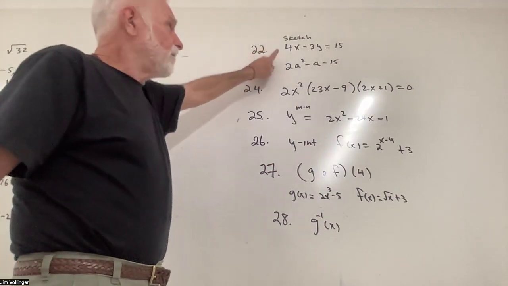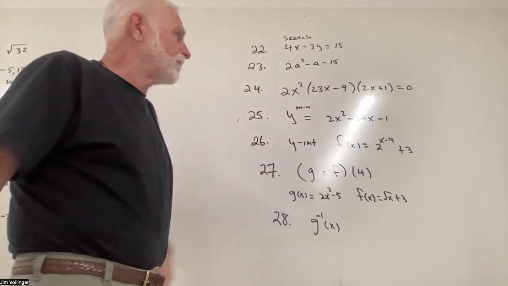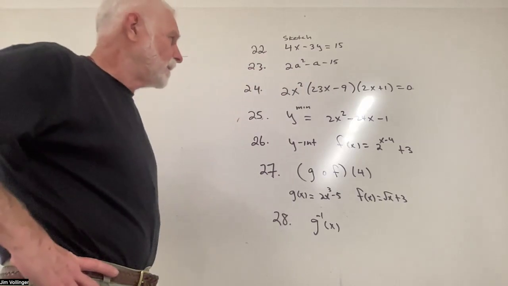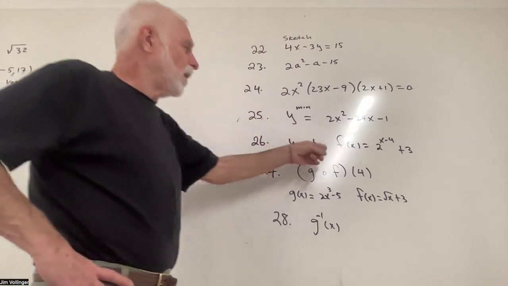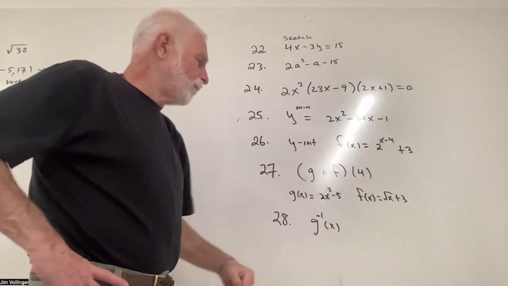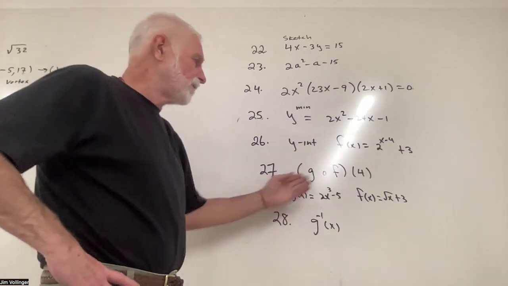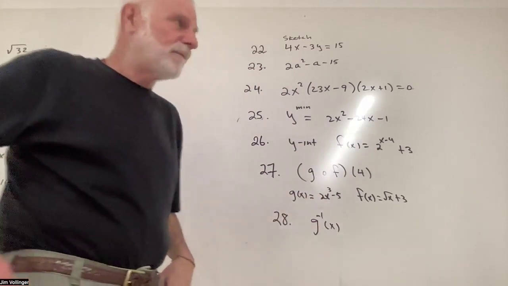Sketching something in standard form. A little more difficult factoring problem. Solving something in factored form that's already in factored form. Finding a minimum y value for this quadratic. Finding the y-intercept for this exponential function. Looking at a composite g of f of 4. I've given you g of x and f of x. We're going to find g of f of 4. And we're going to find the inverse of 2x cubed minus 5. A little of this, a little of that, trying to get a working knowledge here.